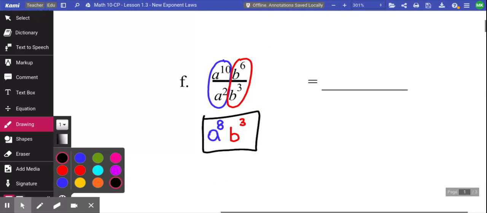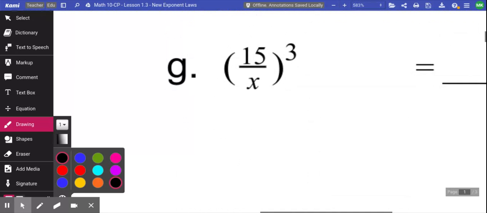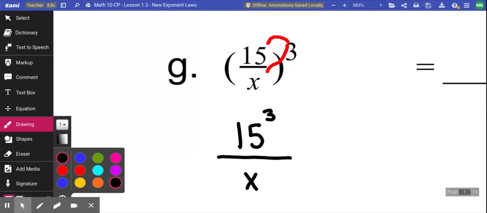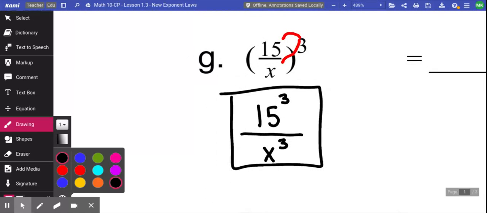Wicked. Power of power rules. So this is when we start to get brackets and we've got the exponent outside of the brackets. Our rule was if you have an exponent outside of the bracket, you bring it in to the brackets. So this would become 15 to the power of 3 divided by x to the power of 3. Right? You bring it into the other exponents. The one people usually forget to do is they don't bring the exponent to the 15. Right? It has to go to everything.